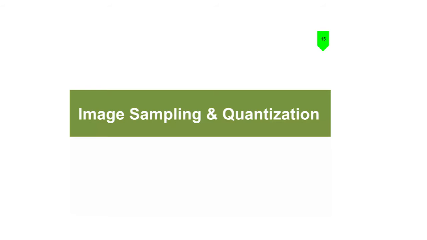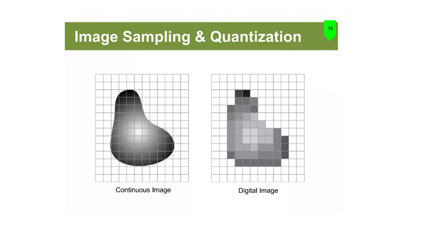Next we will start with the process of sampling and quantization, how we are digitizing the image. In sampling and quantization, you see the figure, we have two images. One represents the continuous image and the second box represents the digital image. Here the continuous image is continuously flowing. The image formed in our eye, we can call it a continuous image.